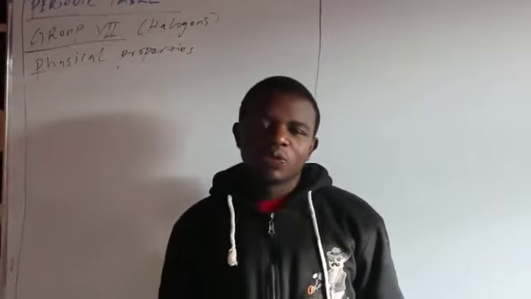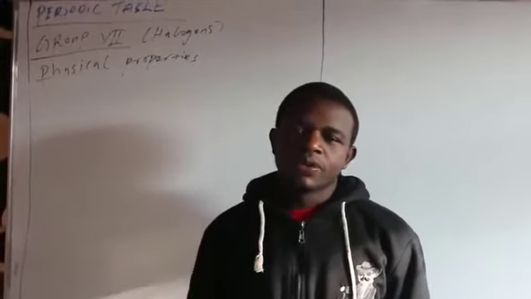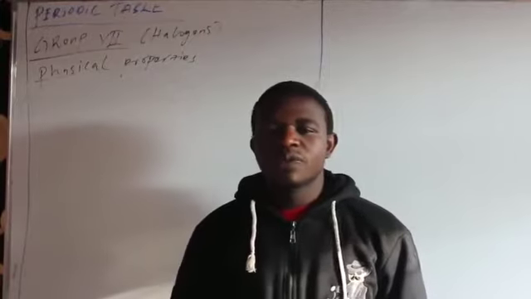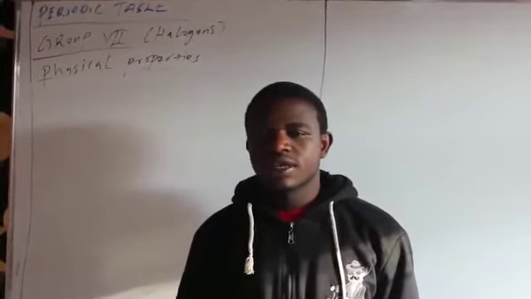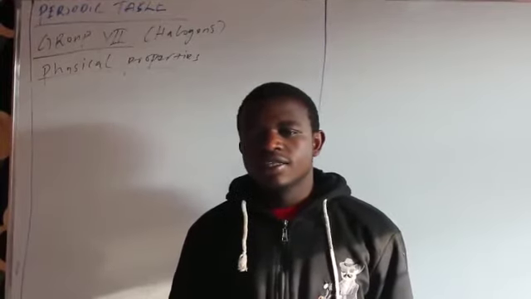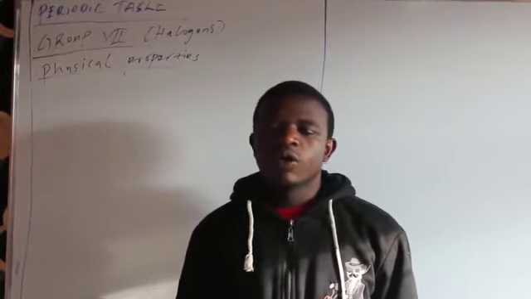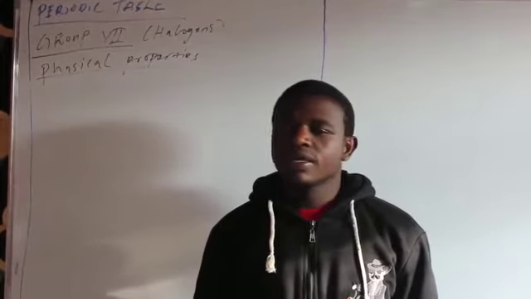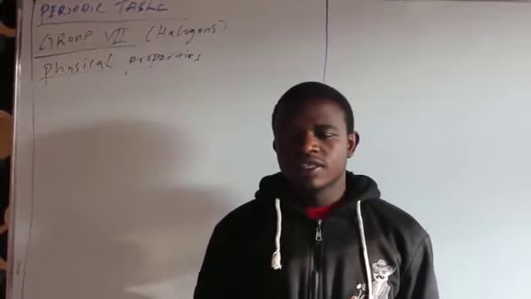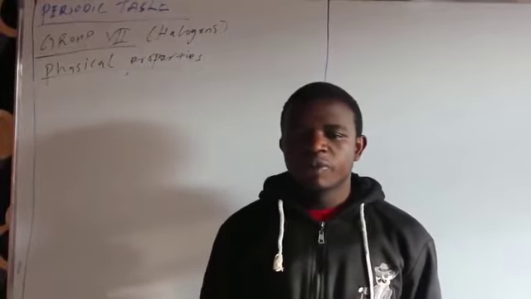So in chemistry we're going to proceed with the periodic table, and today we'll be looking at group 7 elements. Group 7 elements are also referred to as halogens, and these group 7 elements are all non-metals and they exist as diatomic molecules. So the first thing that we're going to talk about are the physical properties.